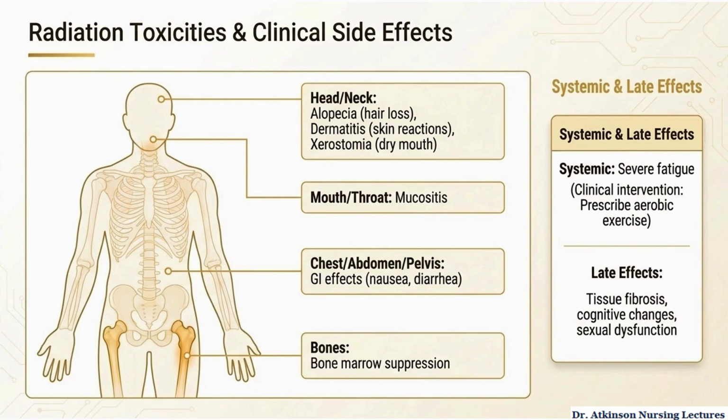and esophagitis. Bone marrow suppression may occur when large marrow areas are irradiated, requiring close laboratory monitoring. Fatigue is common, and aerobic exercise is recommended to improve symptoms. Late effects may include tissue fibrosis, cognitive changes, and sexual dysfunction, making early patient education and survivorship planning essential.